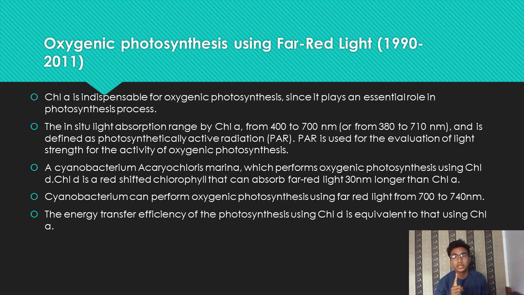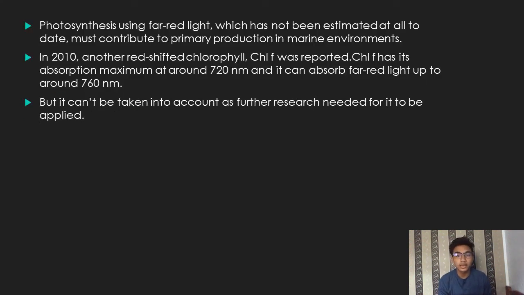Dan ada satu cyanobacterium yang tidak menggunakan selain daripada CHLA, which is CHLD. CHLD ni ialah red shifted chlorophyll that can absorb far red light 30 nanometer longer than CHLA, which is from 700 to 740 nanometer. The name of the cyanobacterium is Acaryochloris marina, and it has an energy transfer efficiency equivalent to CHLA. And in the next slide, in 2010, another red shifted chlorophyll, CHLF, was reported.